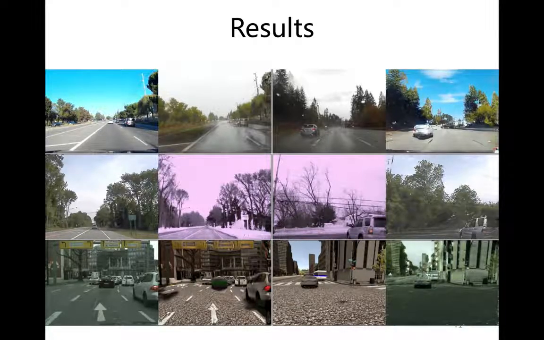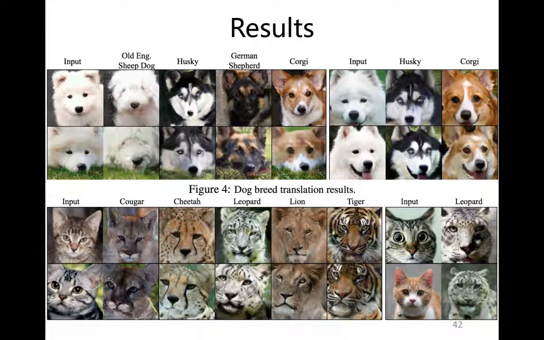For example, here you can change from sunny days to rainy days, from summer to winter, and from real images to synthetic computer graphics images. And also you can transfer between some dogs, but these are images from ImageNet. So these dogs look similar, but they are actually different, but you can transform one dog species to another. And also the cat and tiger.